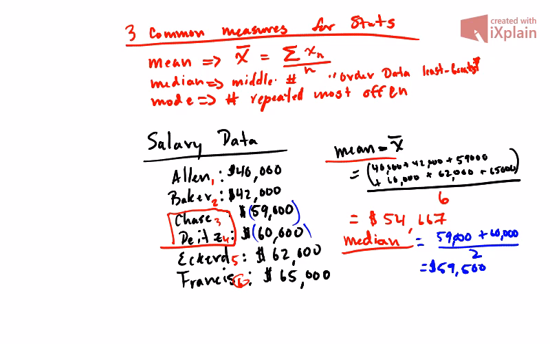The mode, there is none. The reason there is no mode is because none of the salaries repeat. Each term, the Allen term, the Baker term, the Chase term, the Dietz term, the Eckert term, and the Francis term, are distinct values. So there is no actual mode of this data set.